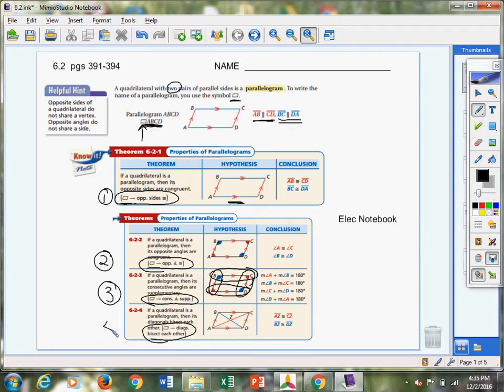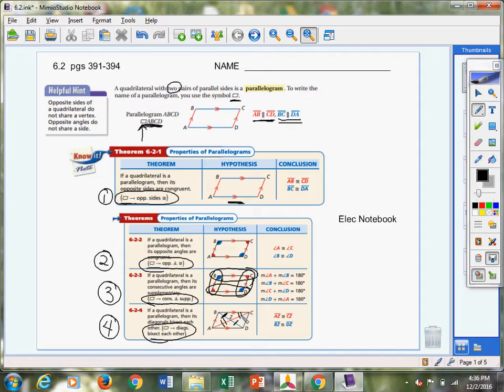And then here's the fourth thing we need to remember, that in a parallelogram, their diagonals bisect each other. So you're going to form lengths that are equal to each other. So BZ and DZ are equal, and then AZ and CZ are equal. So that's what we know about them.